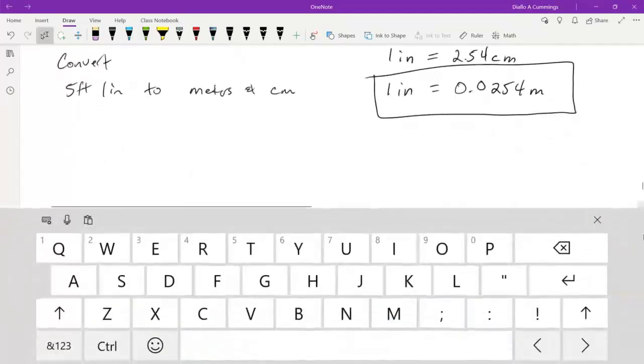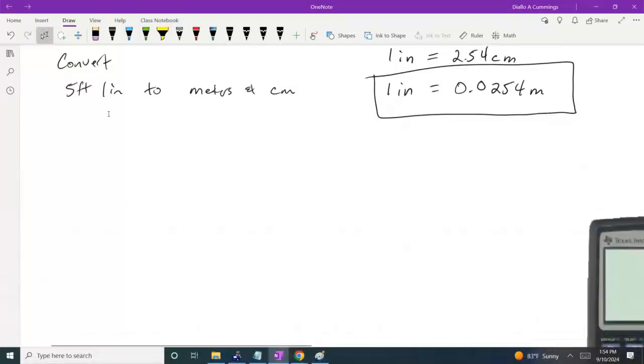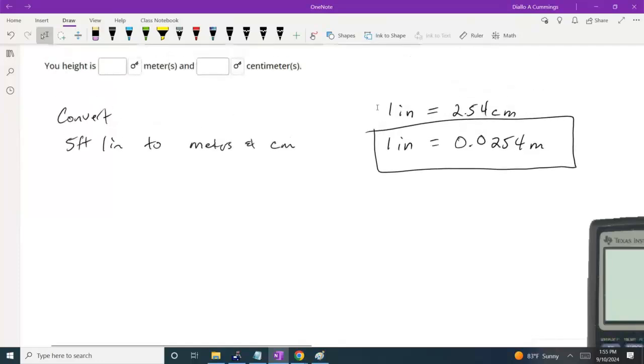So I'm going to use this conversion. We're going to convert 5 feet 1 inches to inches. Then we're going to convert the inches to meters using this conversion. The only thing I did here was take that existing conversion, 1 inch is equal to 2.54 centimeters, and simply convert 2.54 centimeters to meters.